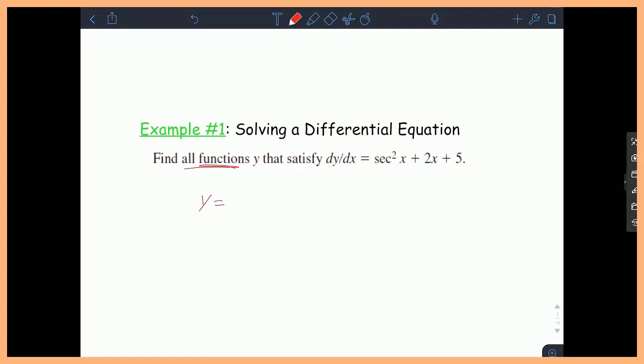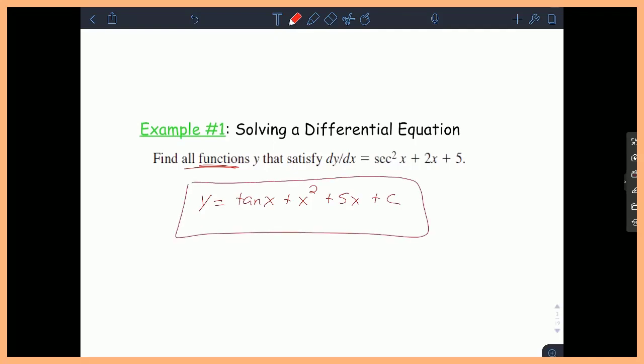So dy/dx is secant squared x plus 2x plus 5. The antiderivative of secant squared x is tan x. Then 2x, if you anti-differentiate, would give you x squared, and 5 would give you 5x. And then we add plus C, because it could be any value of C in any function that has a constant at the end of it. As long as it's of this form, we'll have the differential equation listed there.